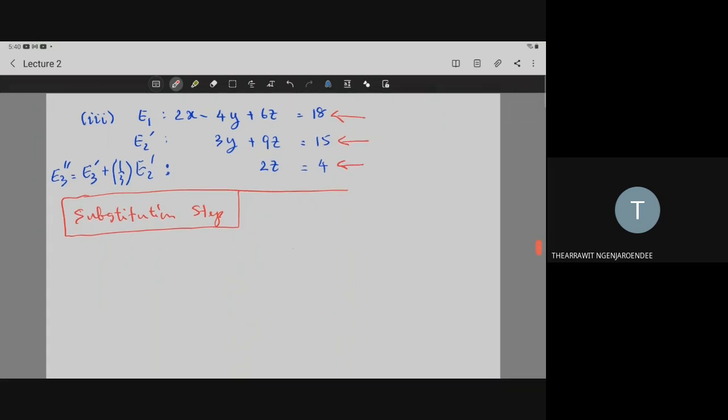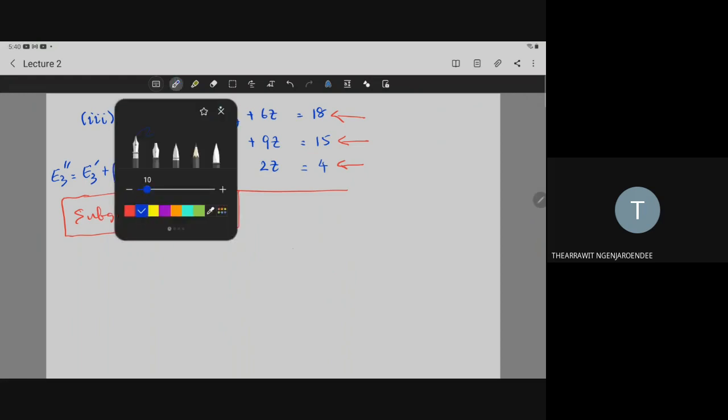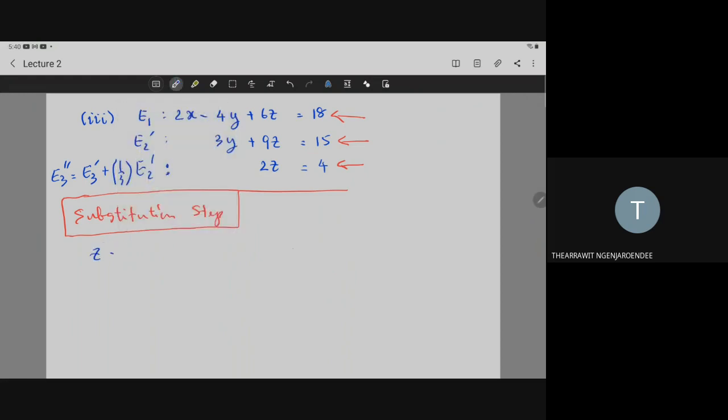Okay, so for the first step, I get z. This is very easy. So z is equal to 4/2, which is 2. Okay. And then from equation e2 prime, then this one is from equation e3 prime, double prime. Okay. Let me write it together. And then from equation 2 prime, then I get what?